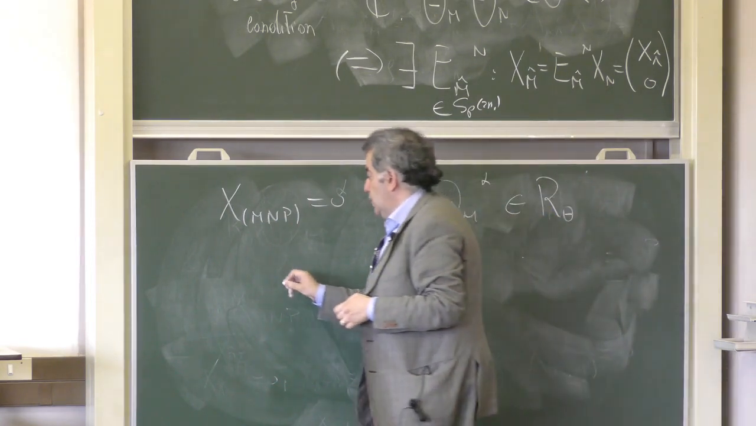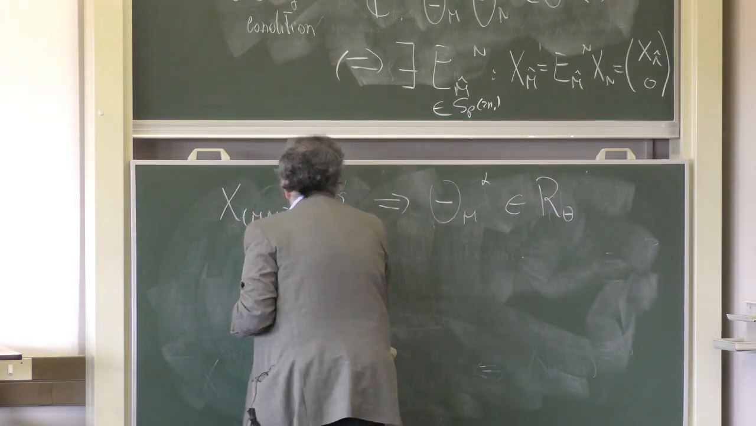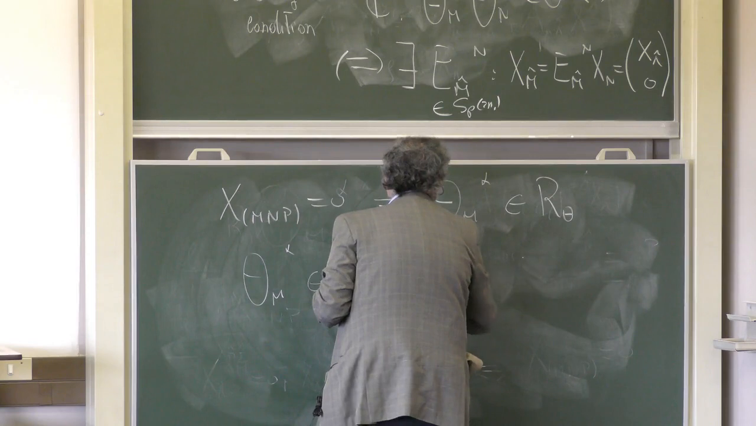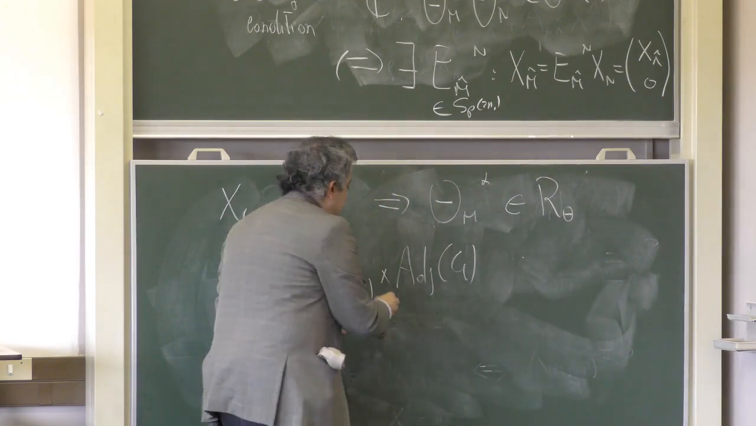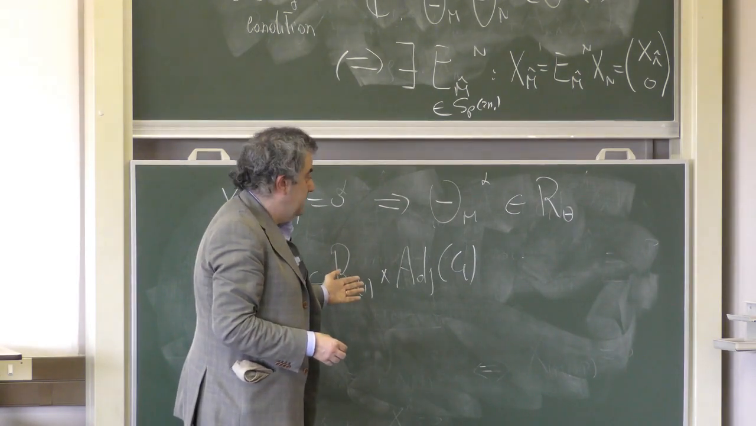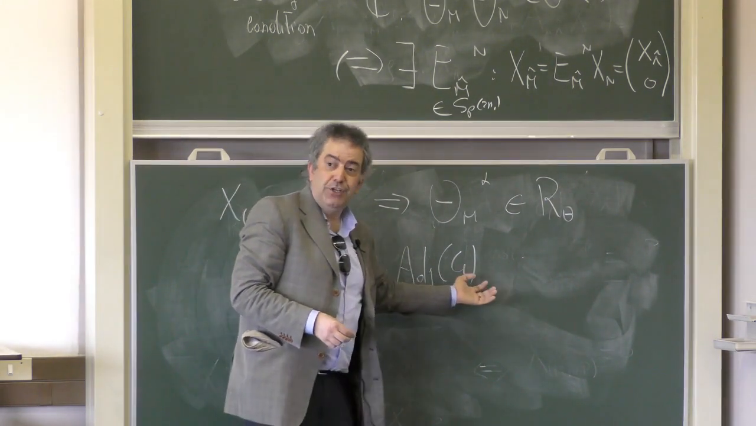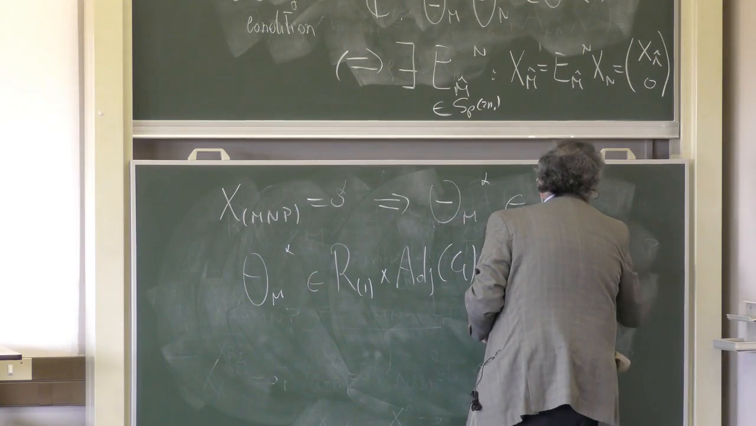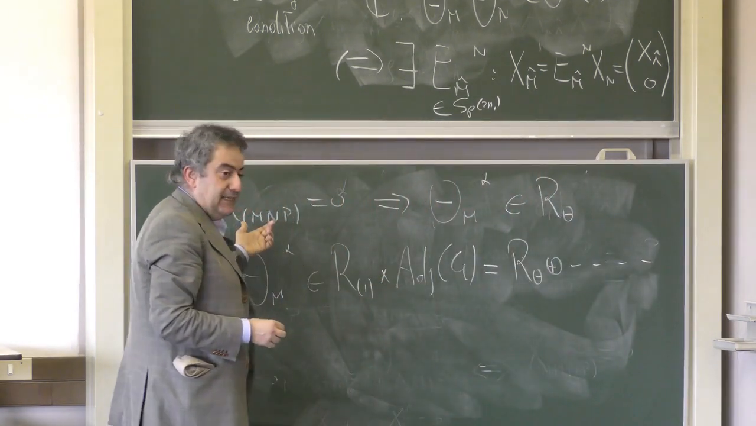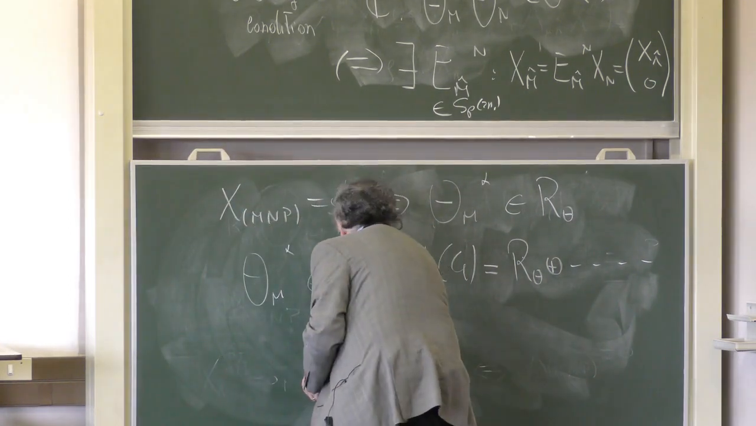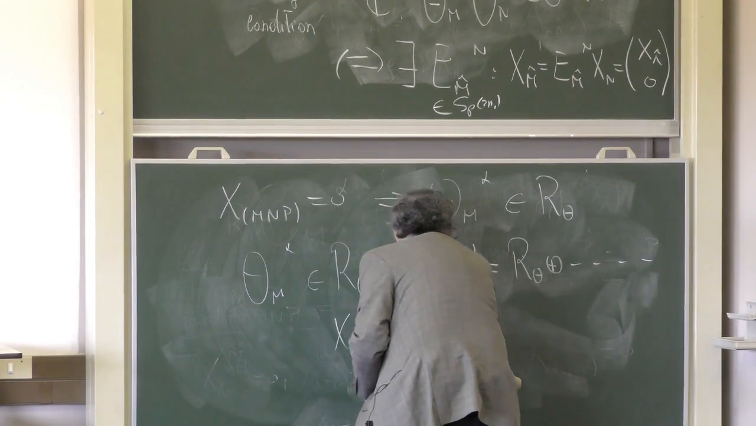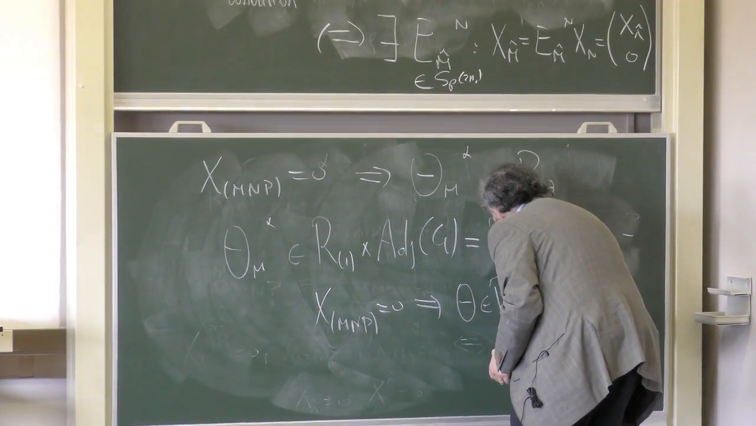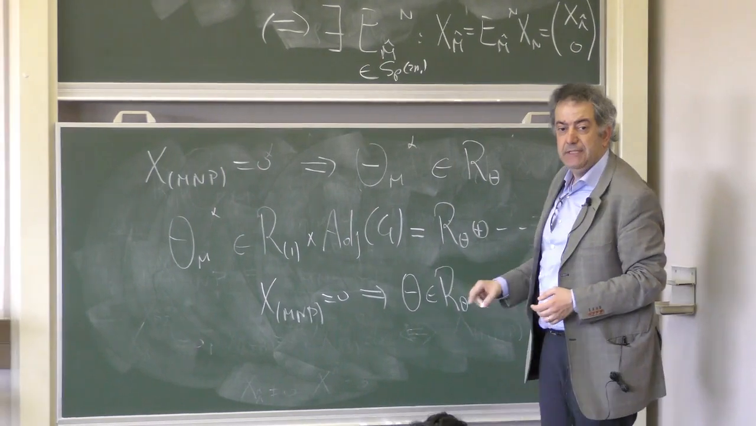Okay? So we said that theta transforms in the representation R1 times the adjoint of G. Now this product of representations is in general not irreducible. It will decompose with respect to G, and this will contain the representation of theta plus other representations. What this linear constraint is telling us is that theta should be in a particular representation within this decomposition.